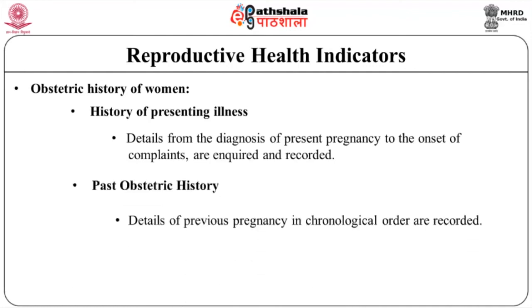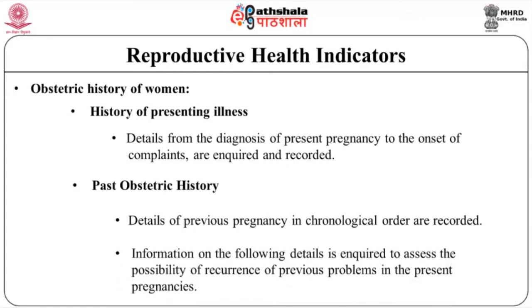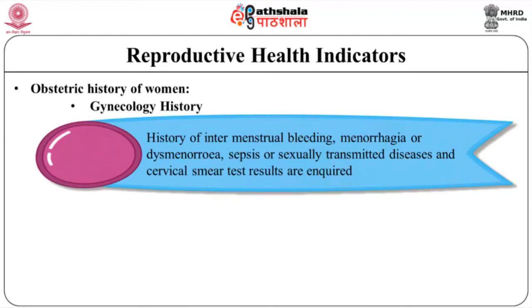There is a need to take the past obstetric history as well, under which the details of previous pregnancies in chronological order are recorded. The information on the following details is inquired to assess the possibility of occurrence of the previous problem in the present pregnancy. These include the gynecological history, which is the history of intermenstrual bleeding, menorrhagia or dysmenorrhea, sepsis or sexually transmitted diseases, and cervical smear test results.